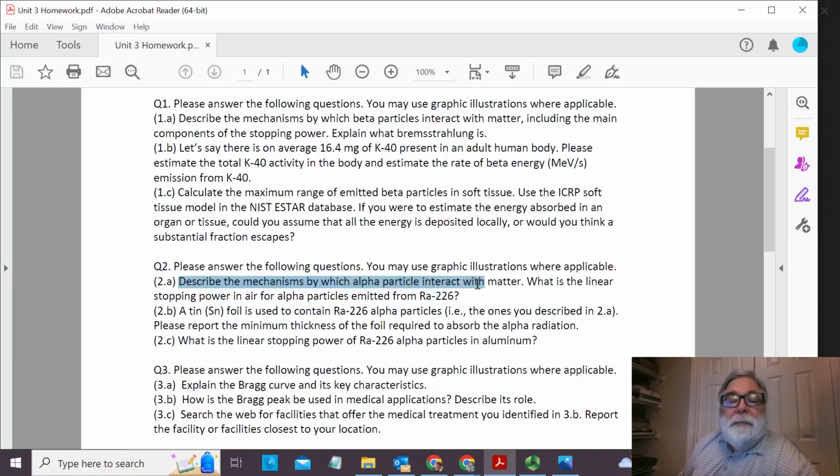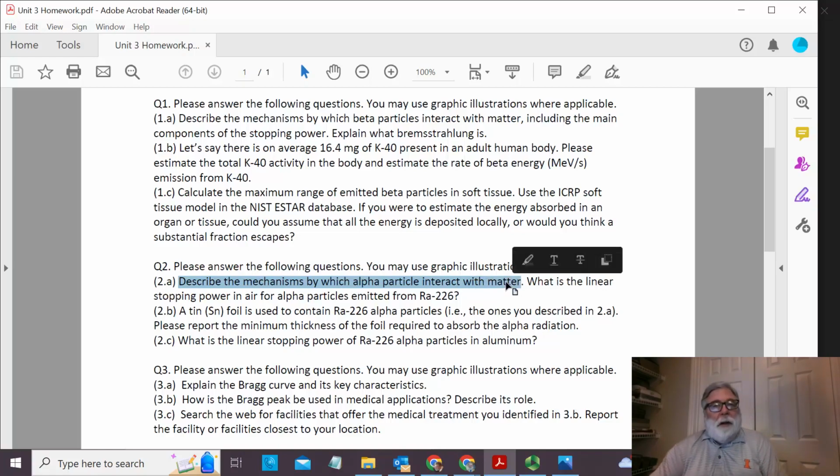Describe the mechanisms by which alpha particles interact with matter. So alpha particles interact with electrons and ionize electrons. In addition, alpha particles at low energy interact with the atomic nucleus and impart energy there. That occurs mostly when it's at slow speed at the end of its range.